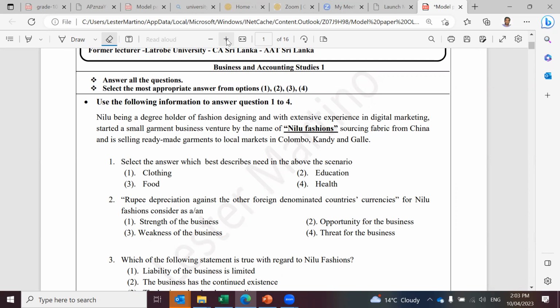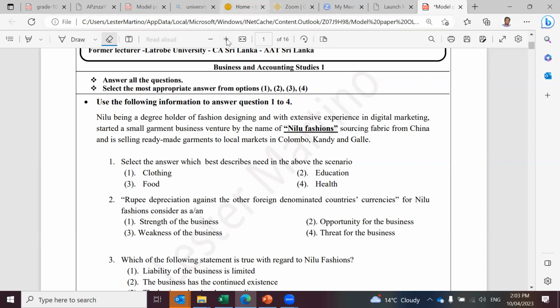Don't leave it blank. You have answers. It's a matter of selecting 1, 2, 3 or 4. Somehow, you need to select one. Don't leave it blank. Sometimes you will get it right by chance. So make sure you select one option, because that 1 mark may decide whether you pass or fail. Otherwise you will regret it your whole life.